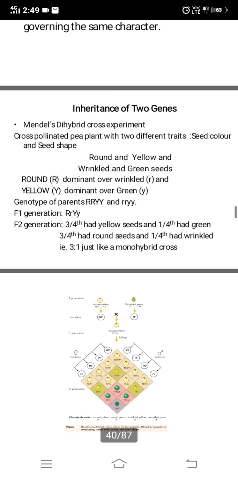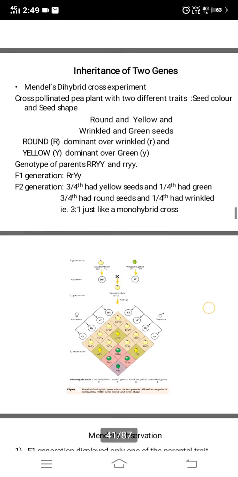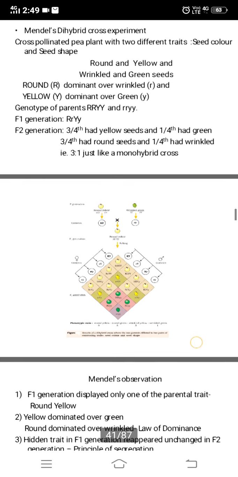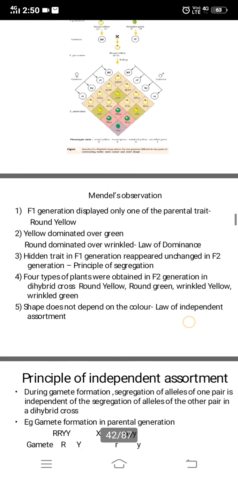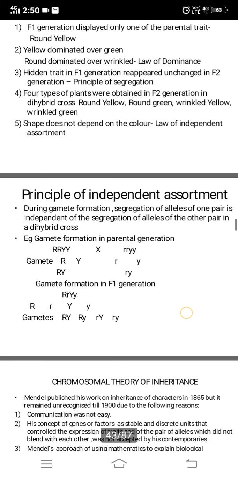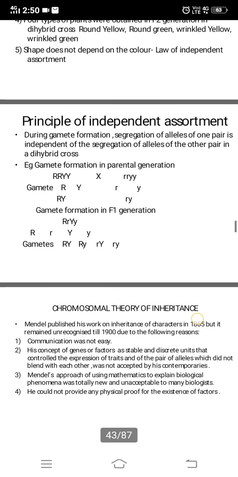Then we had seen Mendel's dihybrid cross, that is inheritance of two genes, in which round yellow and wrinkled green seeds were taken. We saw the phenotypic ratio 9:3:3:1. Then we saw Mendel's observations, with which he came to the principle of independent assortment, in which during gamete formation one character does not depend on the other character.